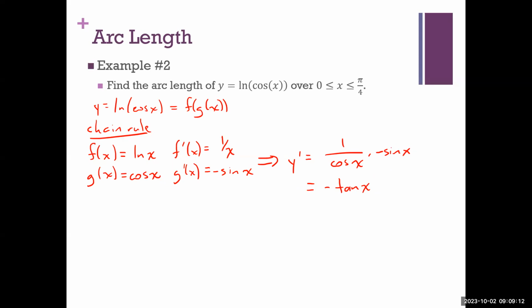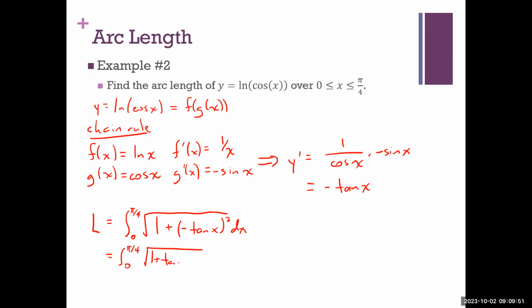Go ahead, Colin. Well, the equation is the square root of 1 plus the derivative of y squared. Right. So square root of 1 plus the derivative squared, over my bounds of 0 to pi over 4. The negative is going to get canceled when I square. So I have the square root of 1 plus tangent squared x dx. Is this an integral I can do? What does that come out to be?